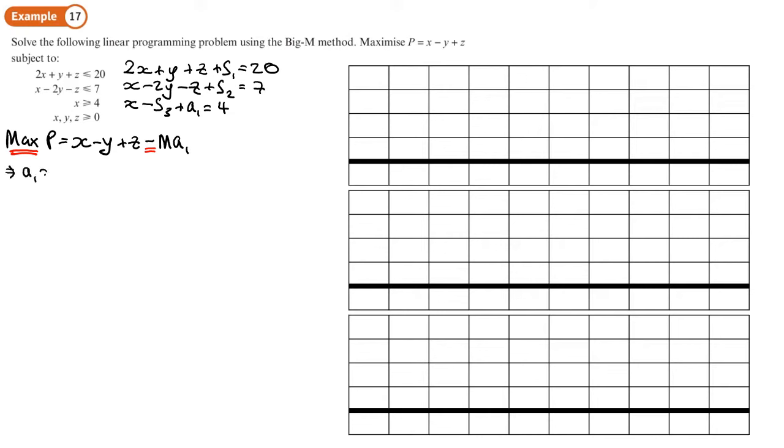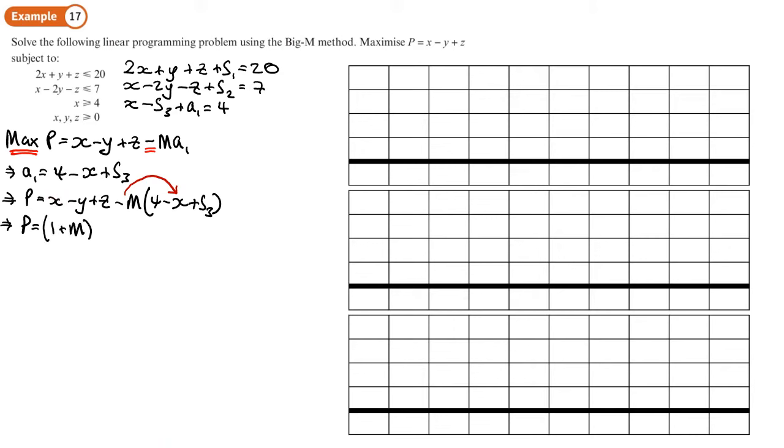Okay, so now we're going to do some substitution. So we want to work out what a1 is. We can do that from the third equation there. So we have 4 minus x plus s3. So p now becomes x minus y plus z minus m times 4 minus x plus s3. We want to expand the brackets and simplify it and collect together any like terms. Now when I expand this bracket here, I'll end up with a plus xm, and I've already got an x term here, so they can go together. I've already got an x plus xm or mx.